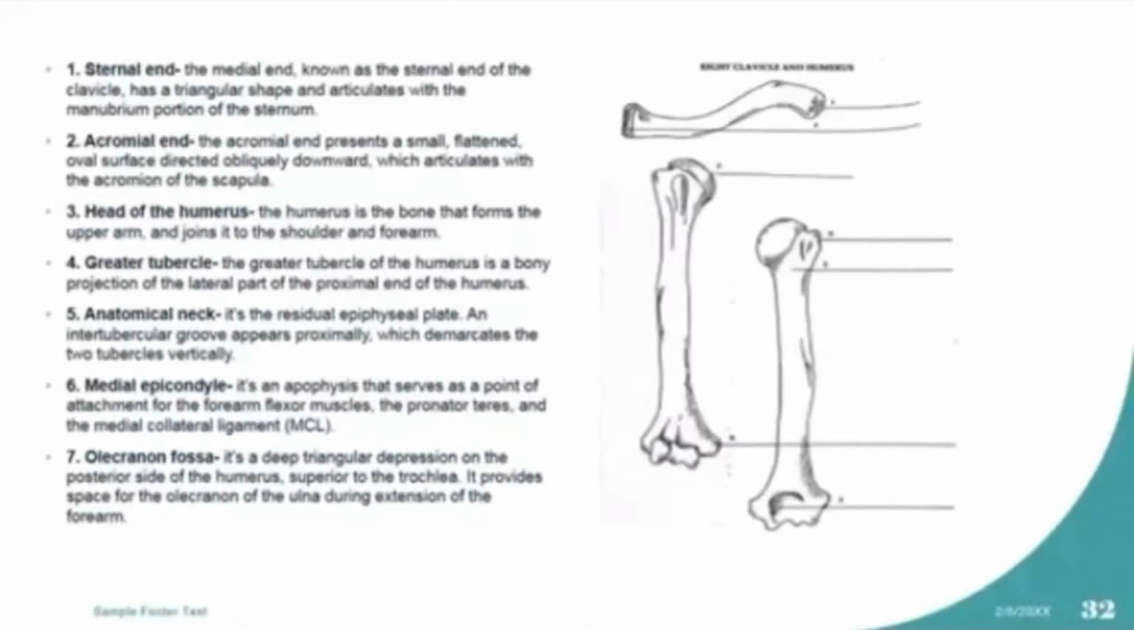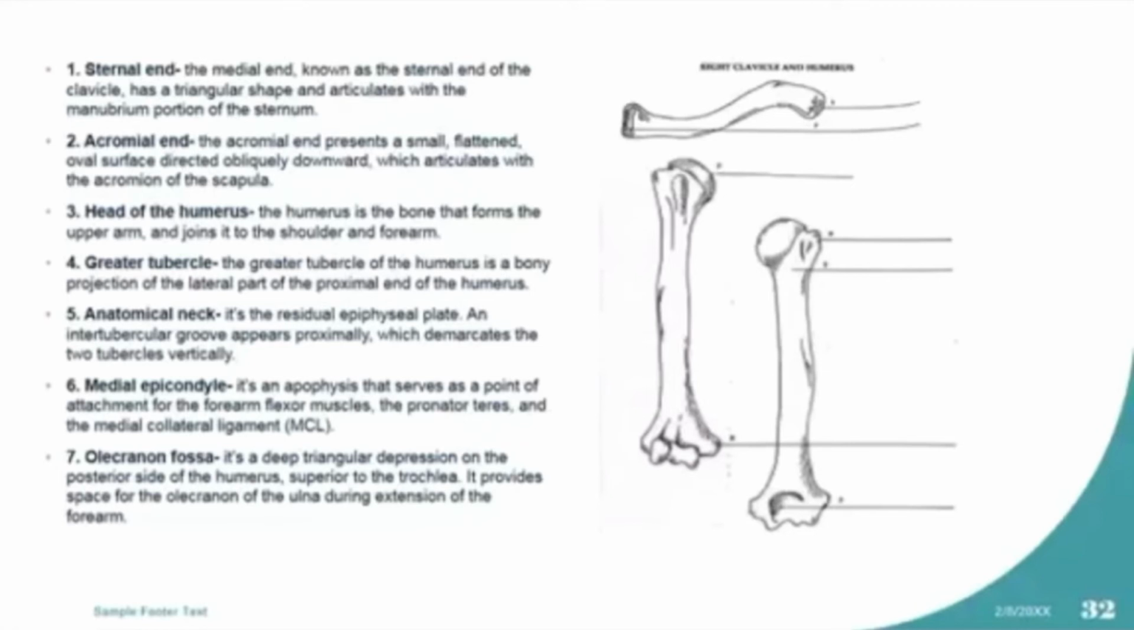So this part is the right clavicle and humerus. The first part is the sternal end. The medial end, known as the sternal end of the clavicle, has a triangular shape and articulates with the manubrium portion of the sternum. Number 2 is the acromial end. The acromial end presents a small flattened oval surface directed obliquely downward, which articulates with the acromion of the scapula.